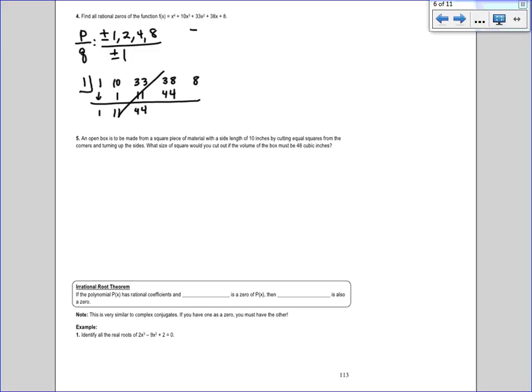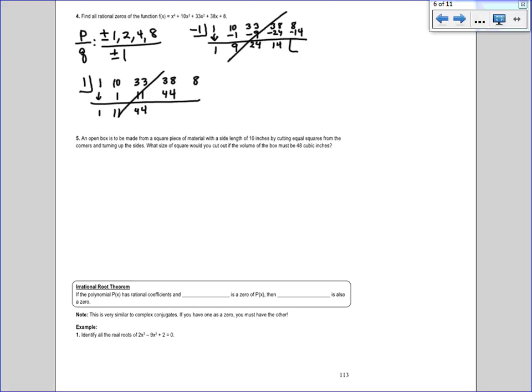So let's try -1. So 1, 10, 33, 38, and 8. So -1 times 1 is -1. Add straight down, I get 9. -1 times 9 is -9. Add straight down, I get 24. -1 times 24 is -24. Add straight down, I get 14. -1 times 14 is -14. Add straight down, I don't get 0.